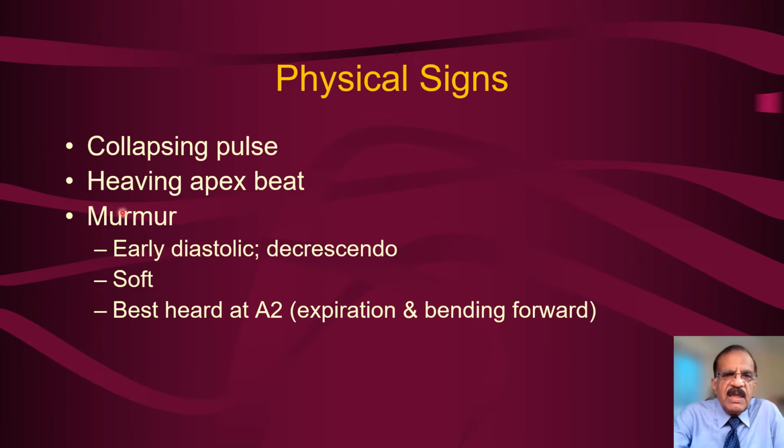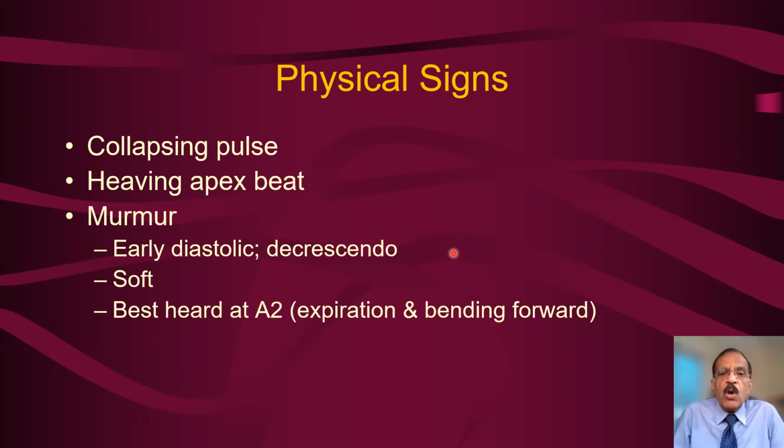This murmur is early diastolic and is decrescendo. Early diastole because in the initial part of diastole, there is a significant gradient between aorta and left ventricle and the blood regurgitates back into the left ventricle. Decrescendo means something which decreases with time. So within a few milliseconds, the intensity of the murmur will decrease.